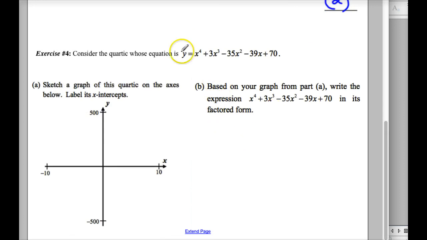Alrighty, our last example. I want you to go ahead and sketch this graph, label the x-intercepts, and then write it in factored form. So grab your calculator again. Remember, look at the domain. It's really big. The domain and the range is from negative 10 to positive 10. Okay? So get your calculator.